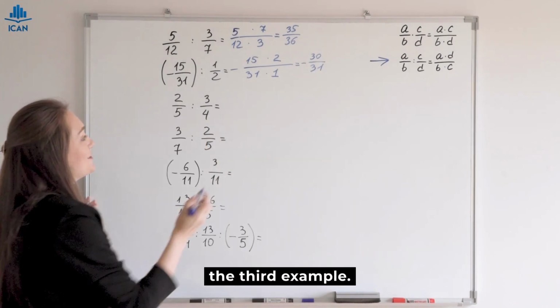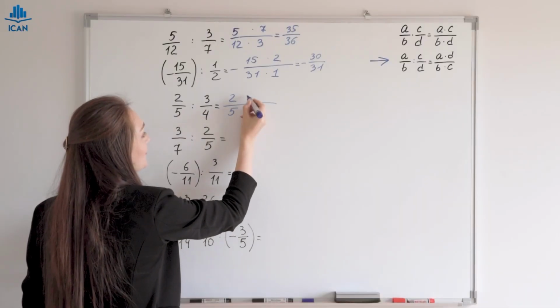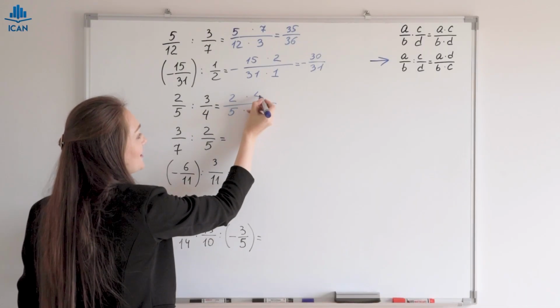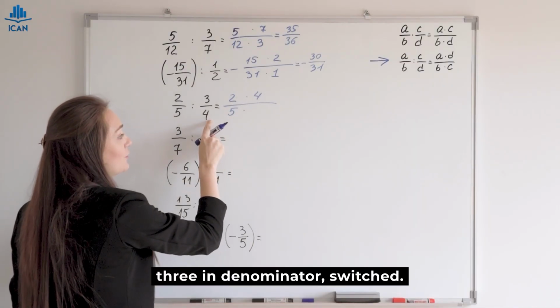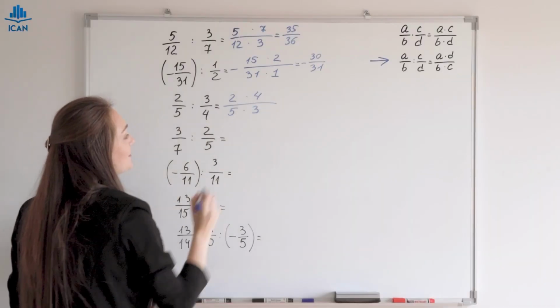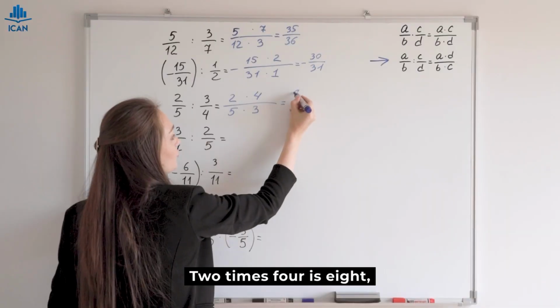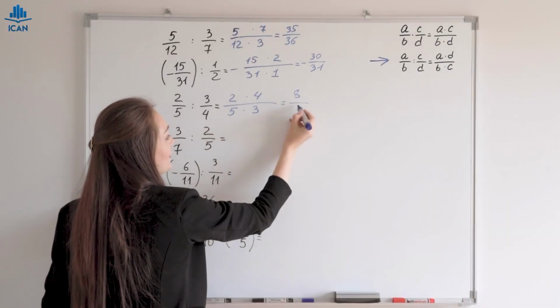Let's solve the third example. 2/5. What should we flip? 4 in the numerator, 3 in the denominator, switched. 2 times 4 is 8, 5 times 3 is 15.